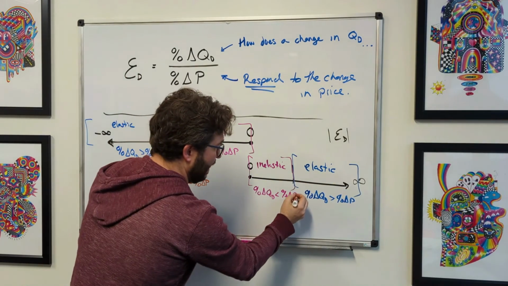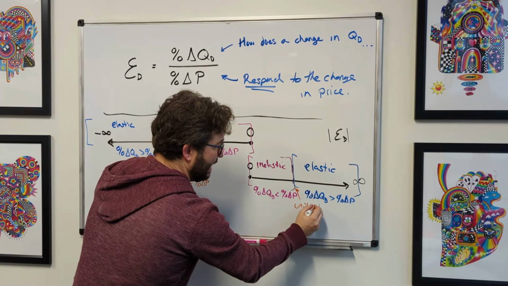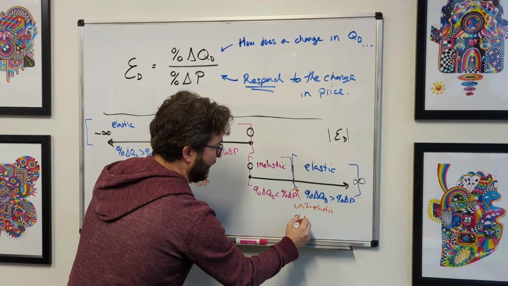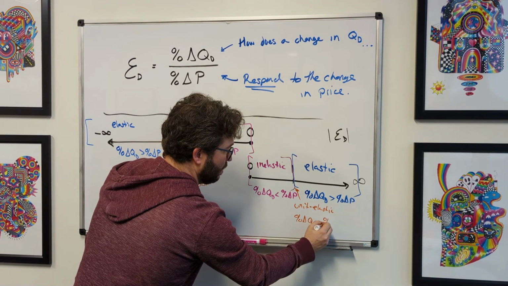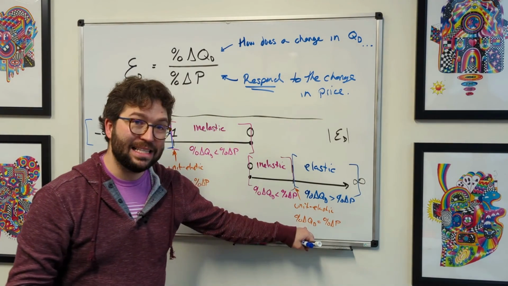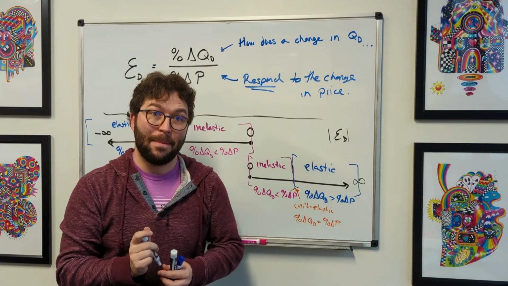And last but certainly not least, when it is equal to 1, that is our unit elastic, and therefore the percentage change in the quantity demanded is equal to the percentage change in price. Unit elastic, if my price goes up by 5%, my quantity demanded is going down by 5%.